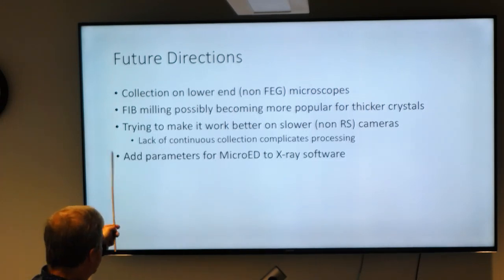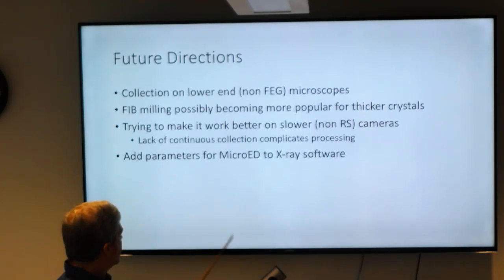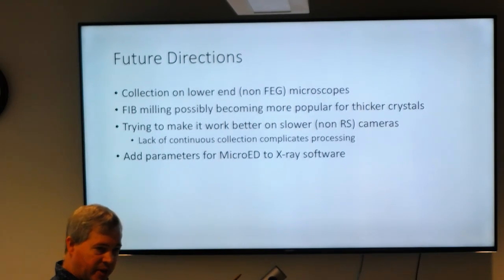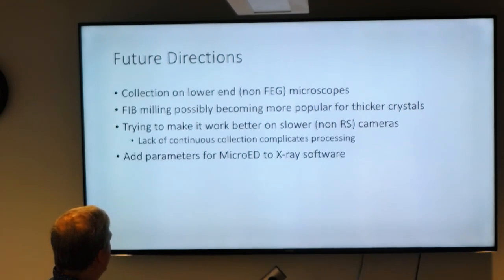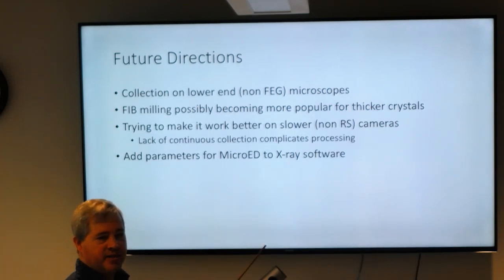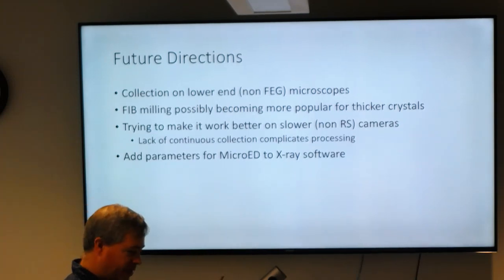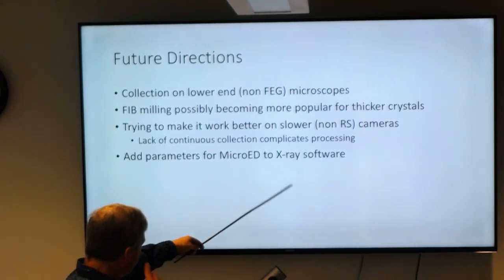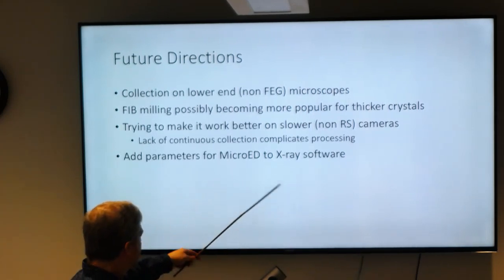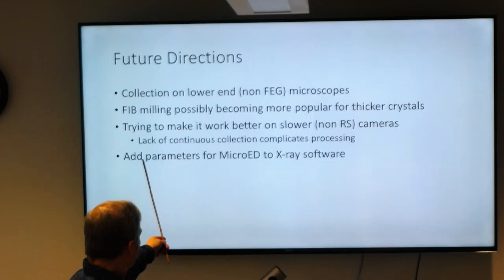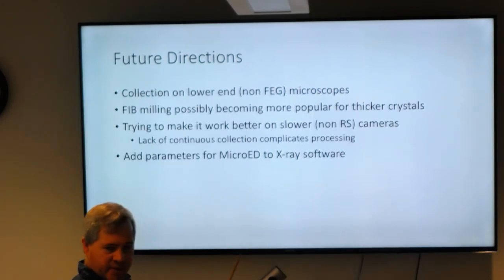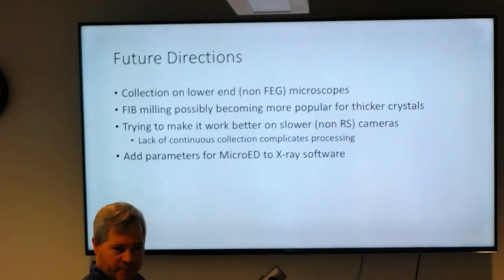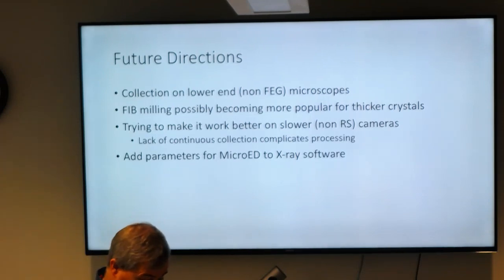What's going on now is people are trying to collect on even lower end microscopes, like non-field emission guns, so that almost any microscope in the world could work. FIB milling may become more popular for slightly thicker crystals. I don't know, to me it still seems very difficult. It becomes a lot more difficult if you want to do FIB milling of thicker crystals. They're also trying to make it work better on slower or non-rolling shutter cameras, but the lack of continuous collection complicates the processing. And it would be good to add parameters for this to all of the standard X-ray software, so that probably will improve, so that you could just tell it what microscope and give it various parameters to just collect.